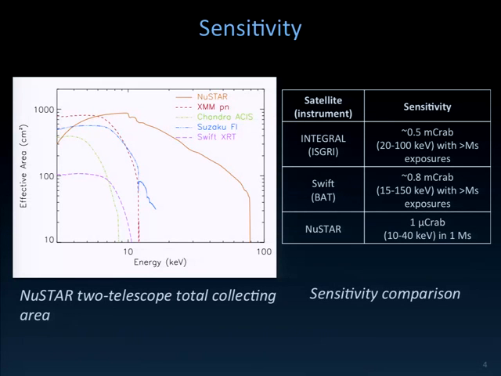And the consequence is that compared to something like Integral or Swift-BAT, we can go from sort of millicrab, never mind the units, just for the optical astronomers, remember smaller is better. So we go from something like a millicrab to a microcrab. So a very significant improvement in sensitivity.